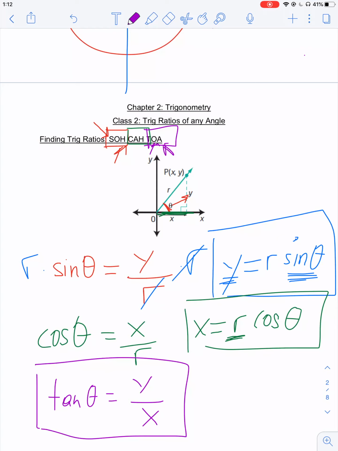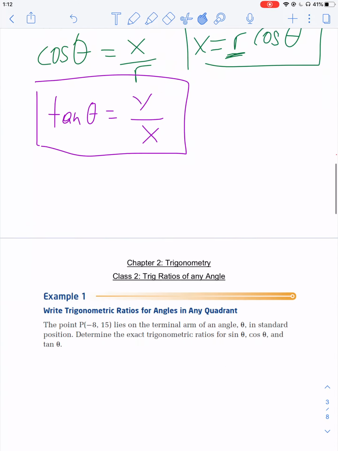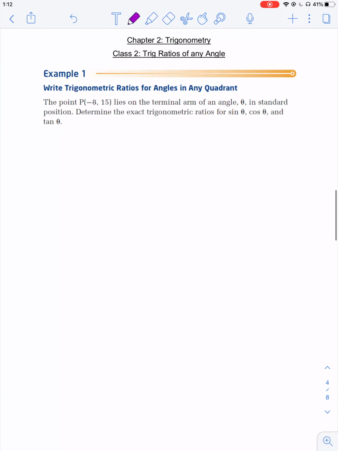Now, let's do some questions and hopefully this will make more sense. Again, they're telling you that the point P, (-8, 15), lies on the terminal arm of an angle theta in standard position. Determine the exact trig ratios of sine, cos, and tan.